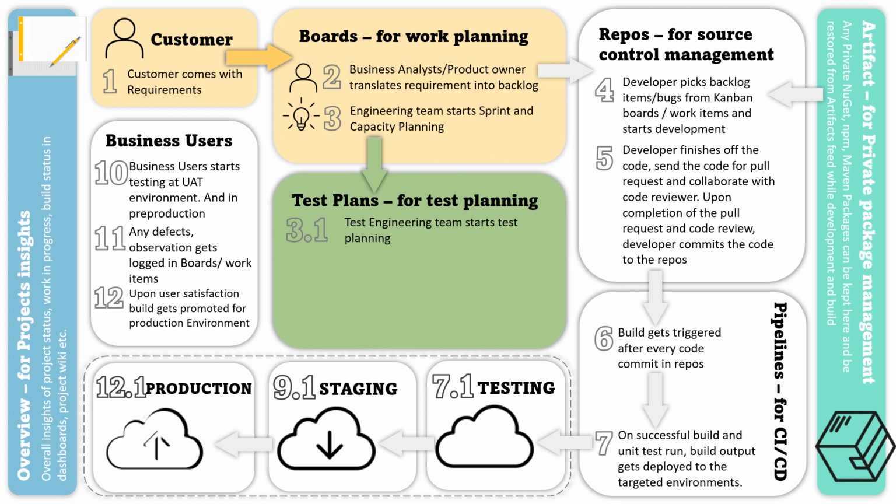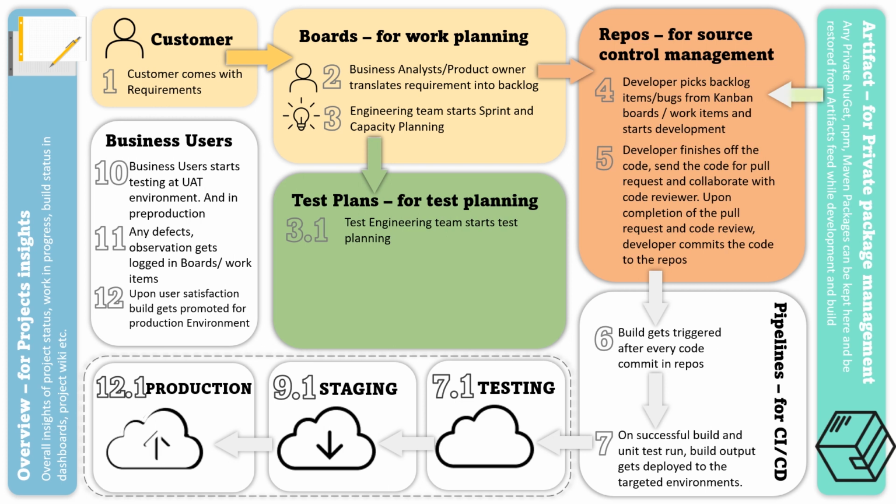Then test engineers do the test planning. Once the engineering team and then the test engineering team have both planned for the sprint, capacity planning and test planning, it is time for developers to pick backlog items or bugs from Kanban boards or work items and start development.